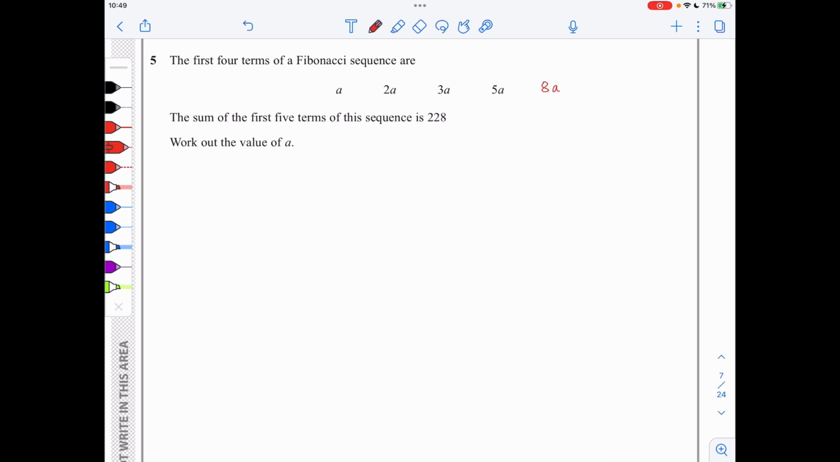So we are now looking at the first 5 terms, and the sum of the first 5 terms is 228, which means that a plus 2a plus 3a plus 5a plus 8a is equal to 228. So 19a is 228. I divide 228 by 19, and this gives an answer for a, which is 12.